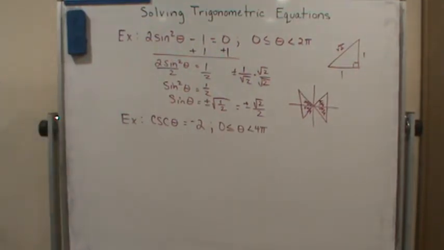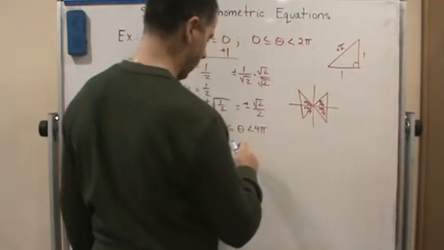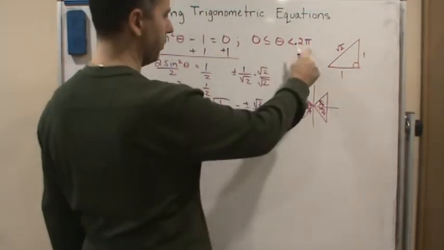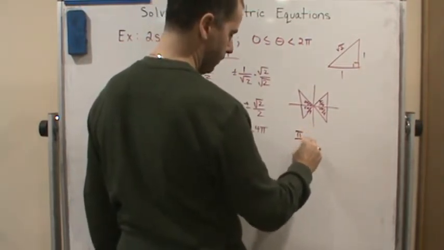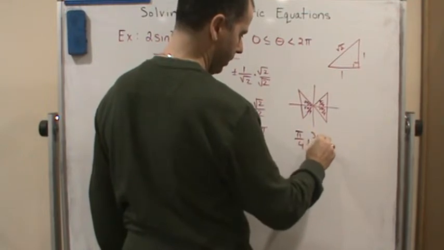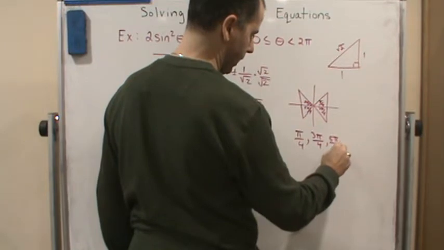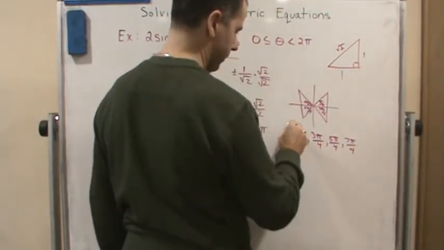And so those are the 4 angles that are going to give me either positive or negative. So the four solutions from 0 to 2 pi are going to be pi over 4, 3 pi over 4, 5 pi over 4, and 7 pi over 4.